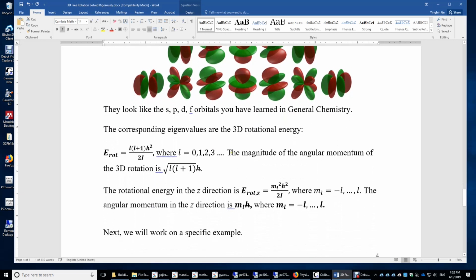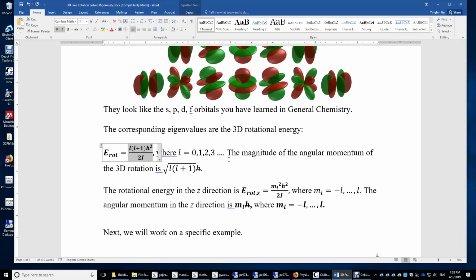And what about the corresponding eigenvalues? That's very simple. The eigenvalues are L times L plus 1 times h bar squared over 2I. I is the moment of inertia. So this is the three-dimensional rotational energy of the free particle on the sphere. And L can be 0, 1, 2, and 3, and so forth.